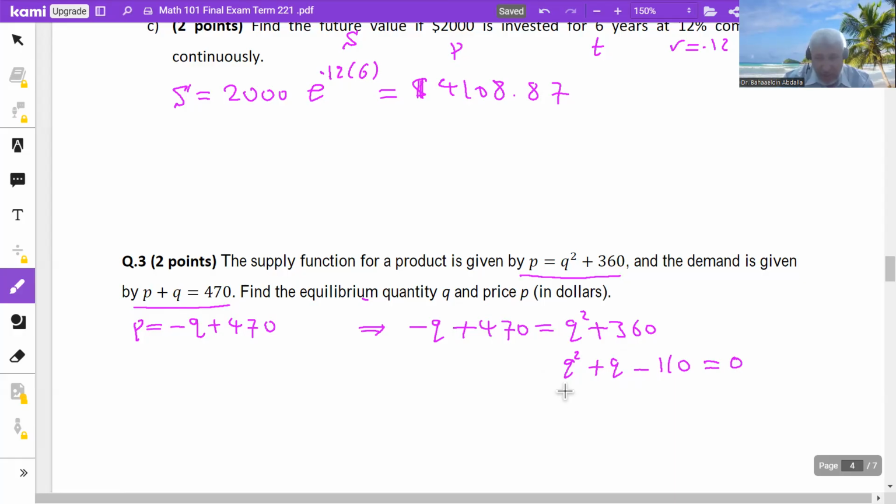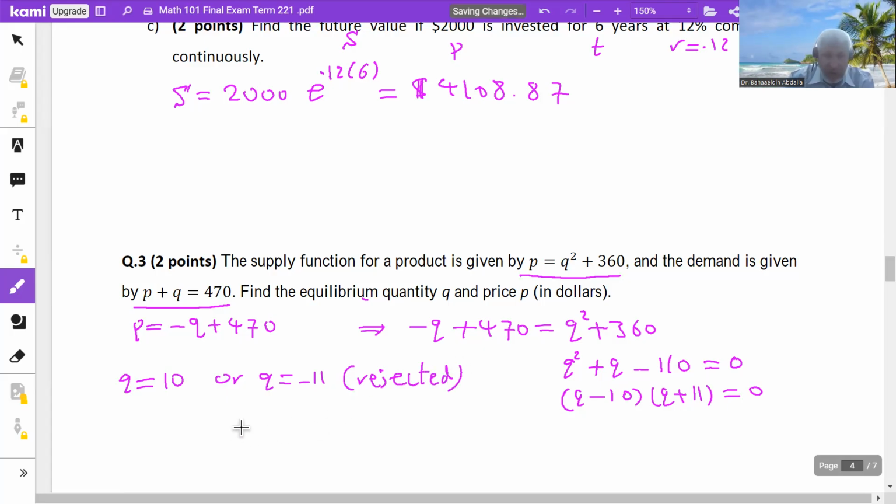You can solve this by the quadratic formula, or you can factor: Q minus 10 times Q plus 11 equals 0. Two numbers whose product is negative 110 and whose sum is positive 1 are negative 10 and 11. So there are two values of Q. Either Q minus 10 is 0, then Q is 10, or Q is negative 11. But this is a quantity, and negative 11 cannot be a real-life quantity because it's negative, so we reject it. So the correct answer, Q is 10.